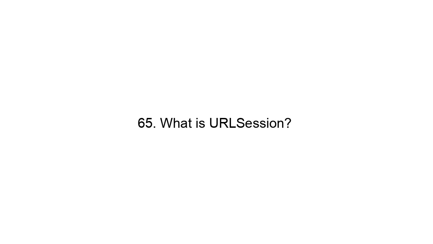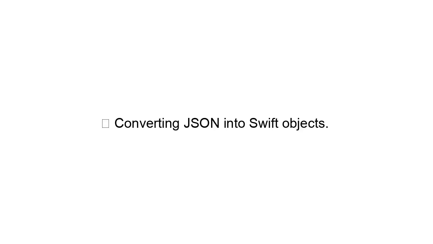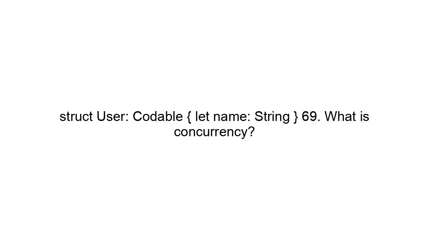65. What is URLSession? Networking API in Swift. 66. API call example. URLSession.shared.dataTask with URL, data, response, error in. Resume. 67. What is JSON decoding? Converting JSON into Swift objects. 68. What is Codable? Protocol for encoding decoding. Example. Struct User: Codable. Let name: String.